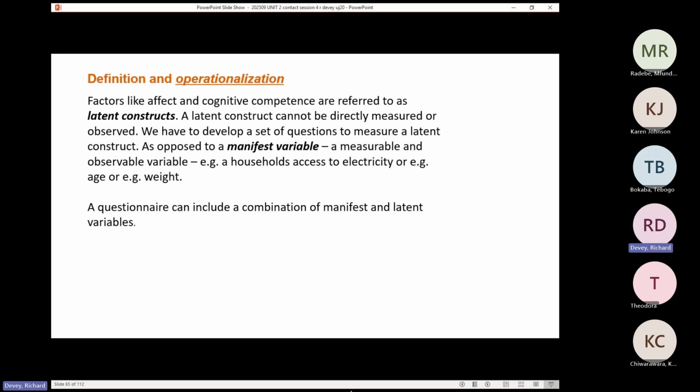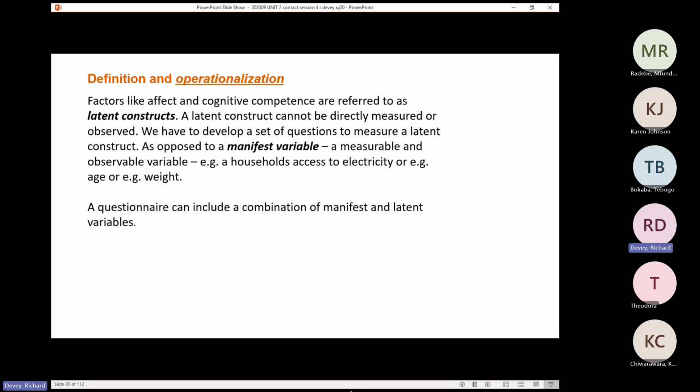So a manifest variable is something like our weight. We can get onto a scale which has been calibrated, and if it's a good quality scale, we can get a very accurate estimate of our weight in kilograms or grams or whatever measurement you want to use for your weight. So that's an example of a manifest variable.